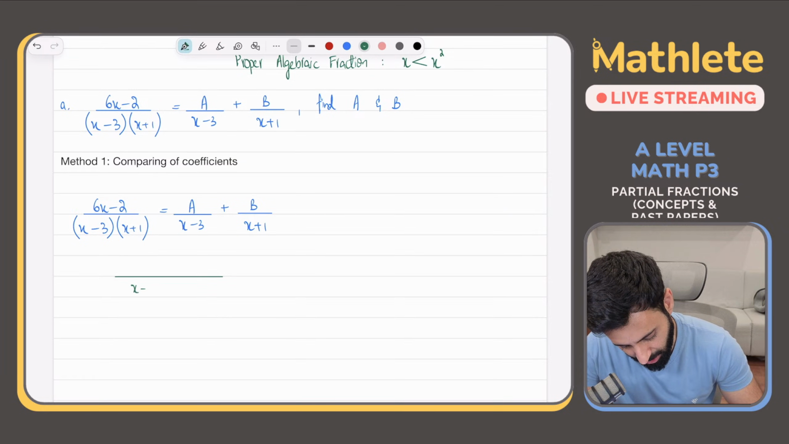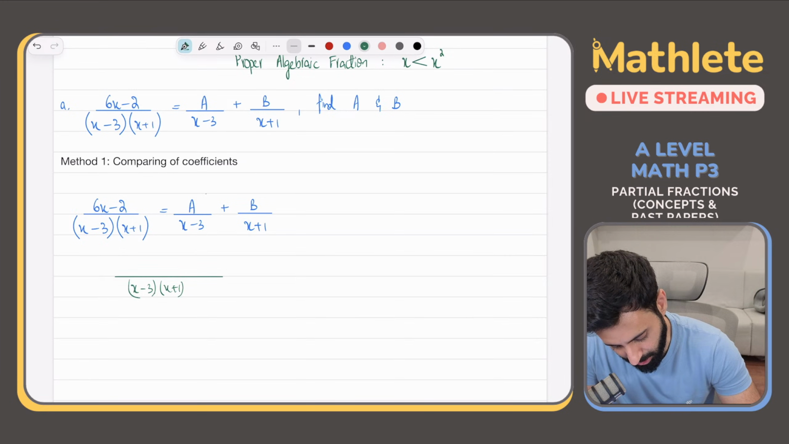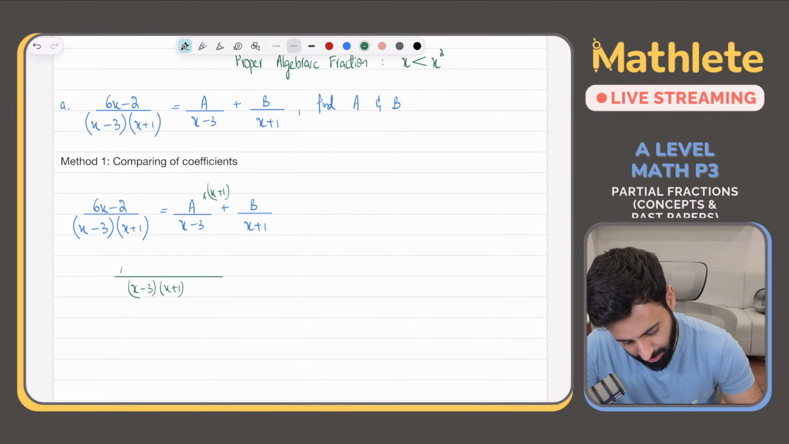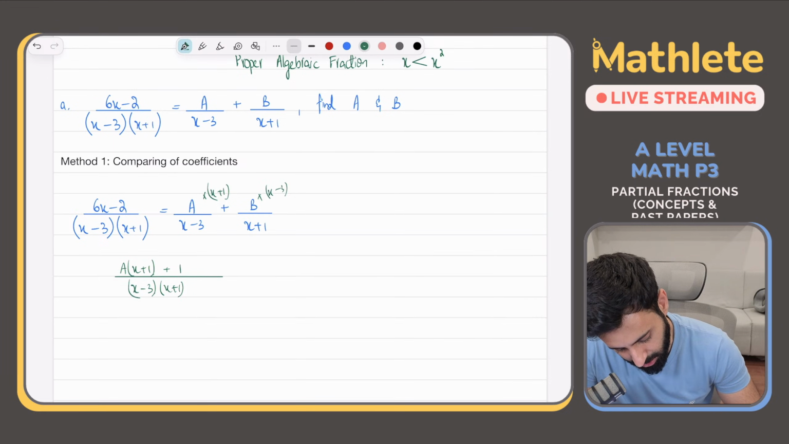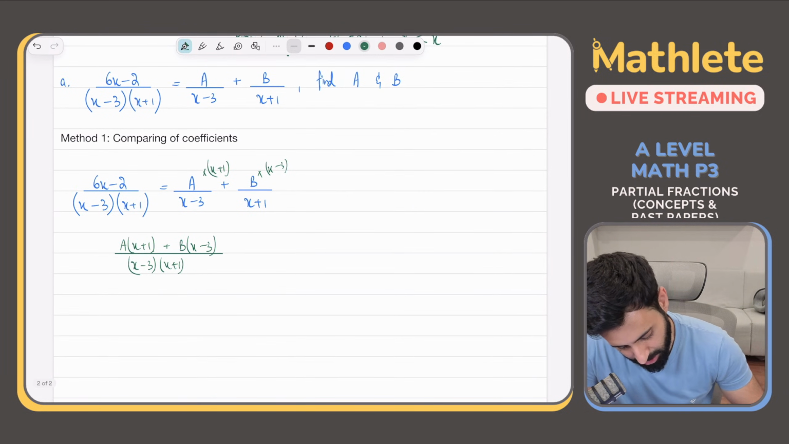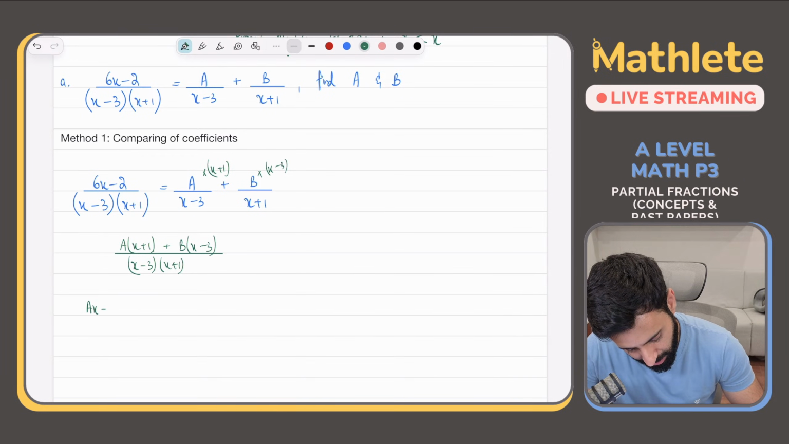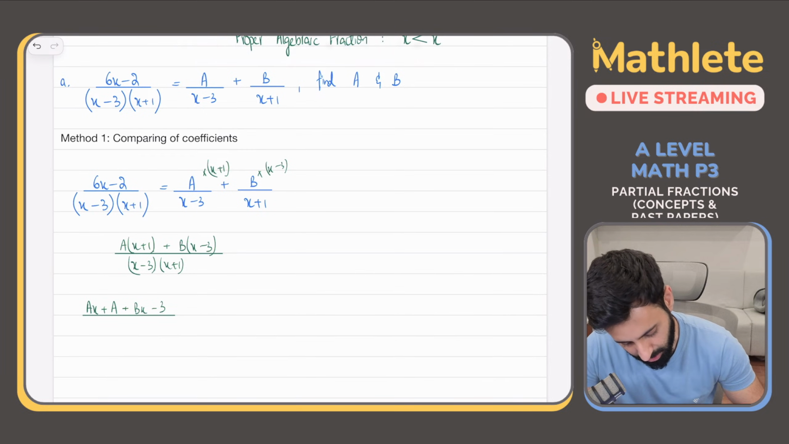The LCM will be x minus 3 into x plus 1. We'll have to multiply this with x plus 1. Now, as I multiply this with x plus 1, this becomes a into x plus 1. Do not do it directly, do it step by step, no need to rush. This I need to multiply with x minus 3. So when we multiply with x minus 3 and simplify, we get ax plus a plus bx minus 3b over this as it is.